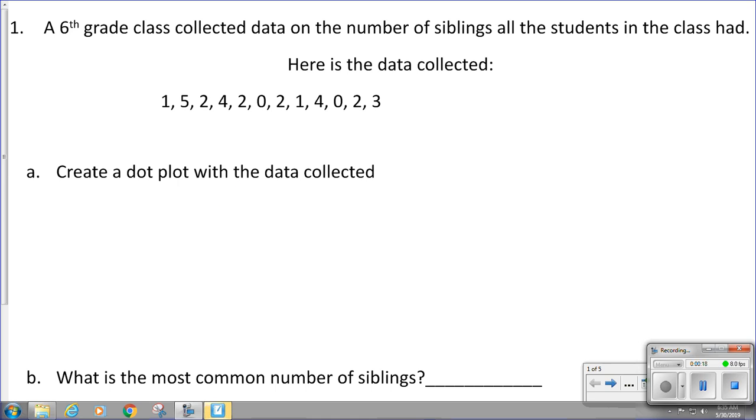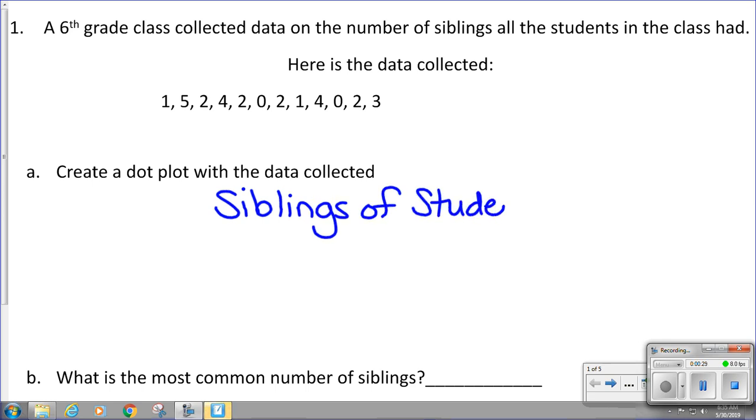So we're going to call this Siblings of Students. Without a title, no one knows what your dot plot is about. You see a series of dots. The second thing, we need to determine the numbers along the bottom of the dot plot.